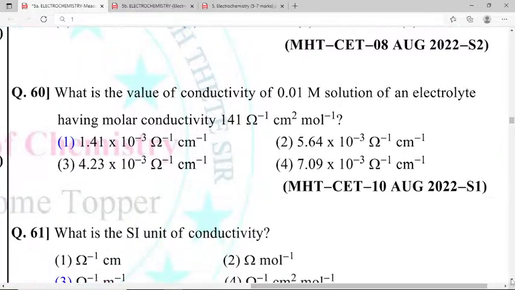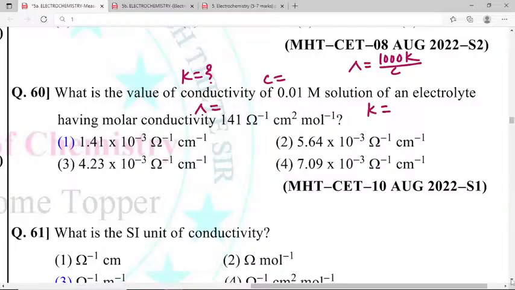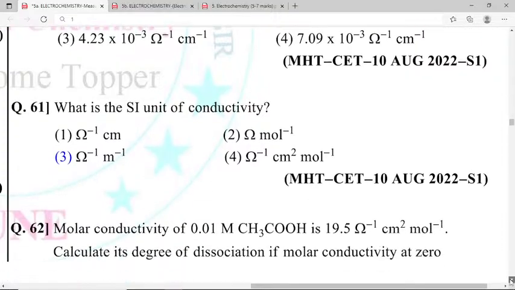What is the value of conductivity? So concentration is given, molar conductivity is also given, and conductivity K we have to calculate. So the formula is molar conductivity is equal to 1000 K by C. So K is equal to lambda into C, this whole divided by 1000. Substitute the values, we will get the answer 1.41 into 10 to the power minus 3.